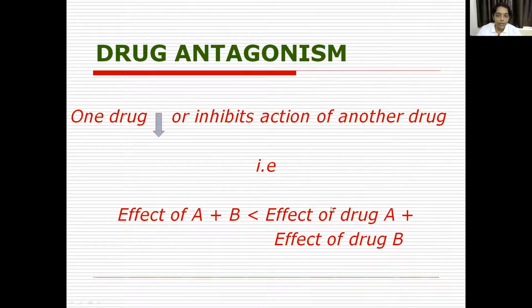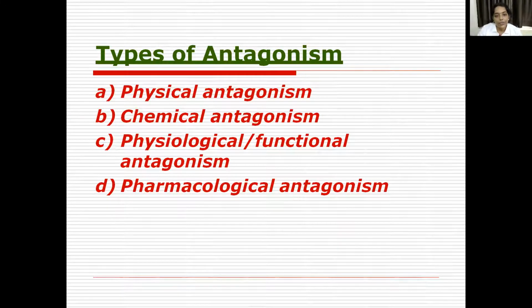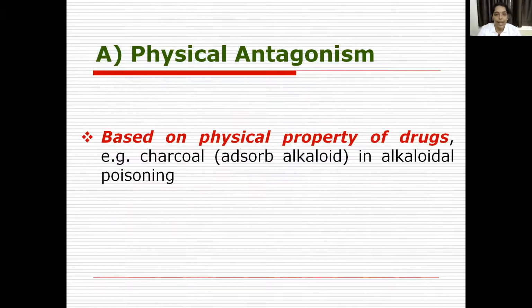So depending upon the mechanism of action, we have 4 different types. The first one is physical antagonism, the second one is chemical antagonism, the third one is physiological or functional antagonism, and the last one is pharmacological antagonism or receptor antagonism. This is what we are concerned with in this experiment here. So now, in brief, what is physical, chemical and functional or physiological antagonism.